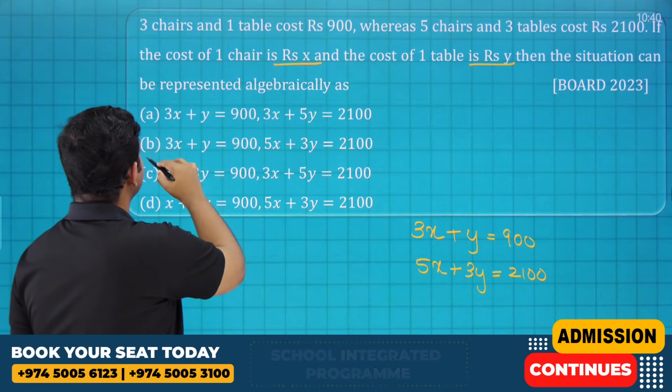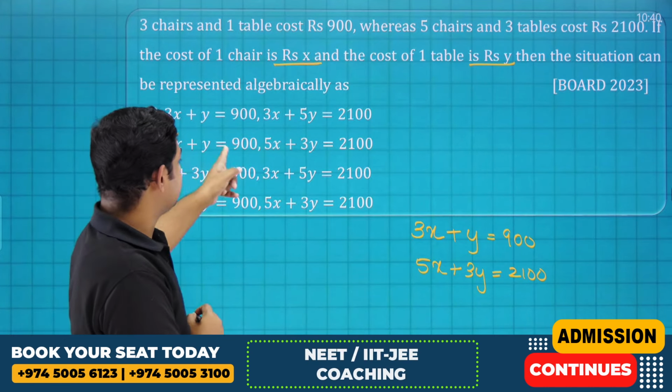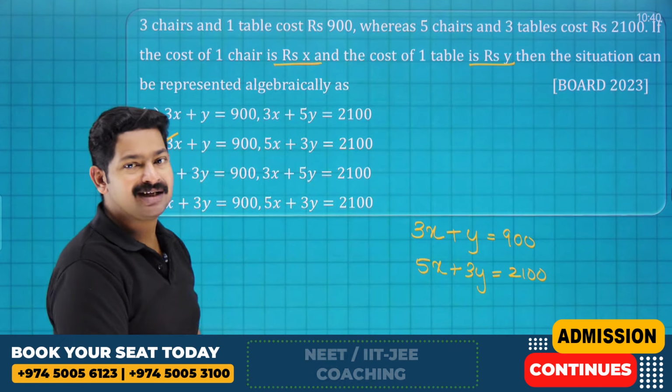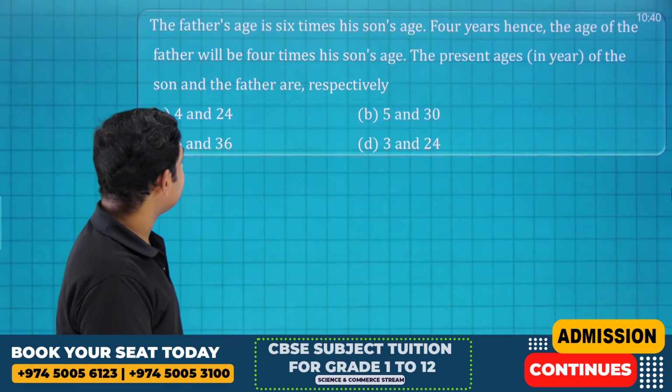So which is the correct option? Option B is the correct option. 3x plus y is equal to 900, 5x plus 3y equal to 2100. So option B is the correct option.